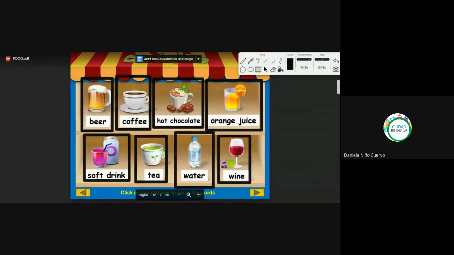So look, soft drink, refresco. Yes, refresco, soft drink. Or we can also say soda. Do you remember this word? Soda, soda. It's like Coca-Cola. All right. So students, what is your favorite drink?